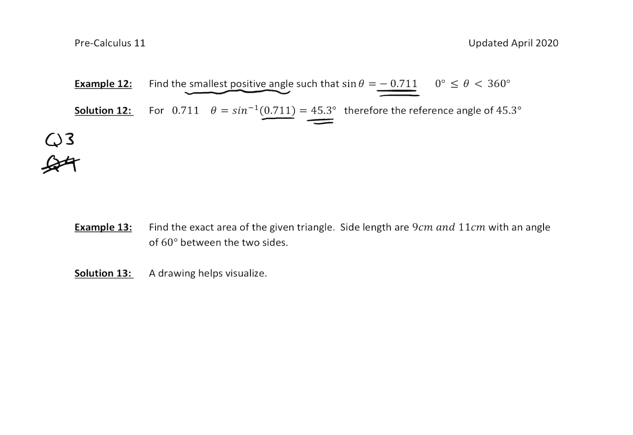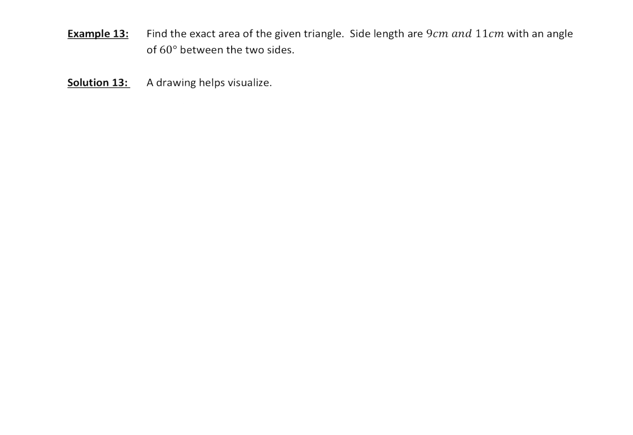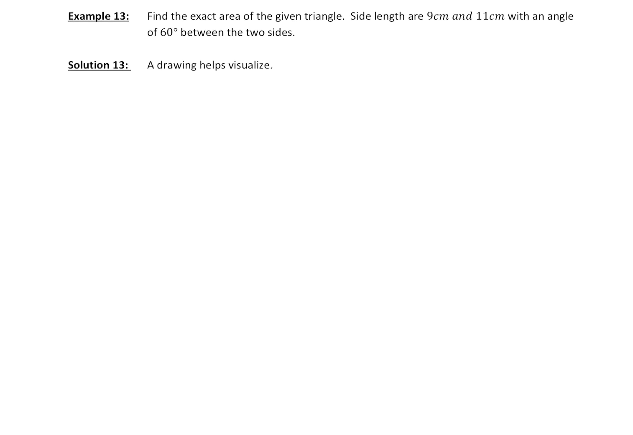So we're in Q3, which is 180 plus 45.3. So the smallest positive angle is going to be 225.3 degrees. Play around on your calculator, practice with those, but really it comes down to understanding your reference angles, understanding the value of the trigonometric function in the given quadrant. You're tying everything together here. And then this last example is an example of literally drawing up a triangle to help you visualize the scenario.